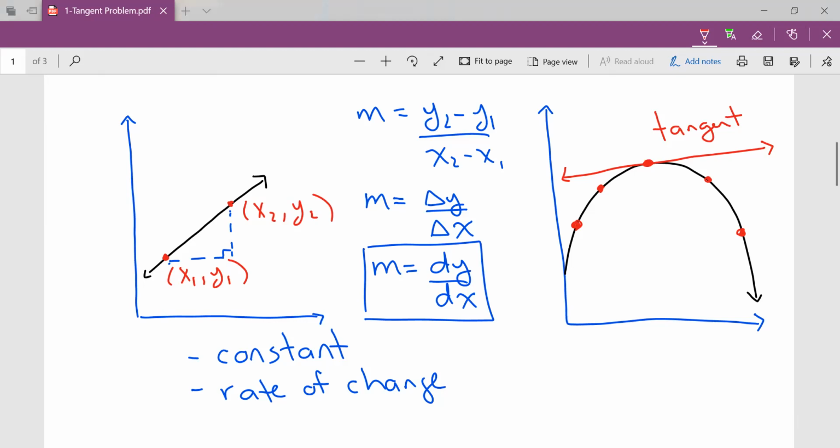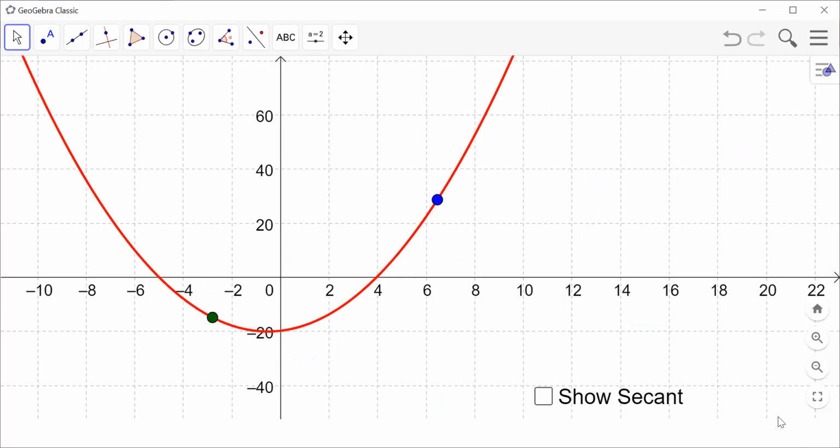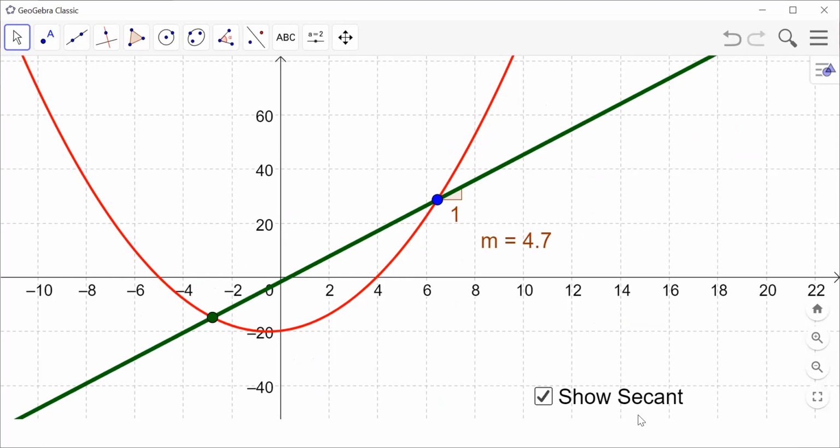Let's look at another parabola. You can see I've got 2 points drawn here, the green one and the blue one. If I want to find the instantaneous rate of change at the blue point, I'm going to draw something known as the secant line. A secant line is a line that crosses a graph and hits it more than once, twice to be precise. That's the average rate of change. So the secant line gives the average rate of change between those 2 points, and you can see the slope is calculated there.